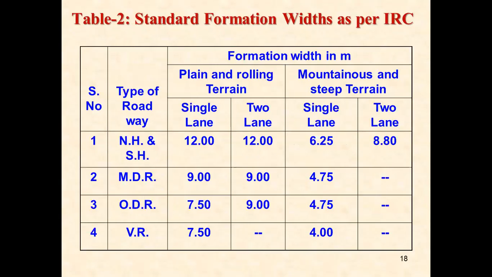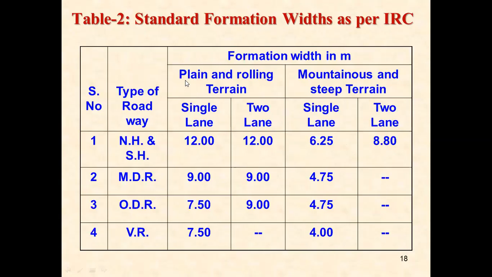Then what are the standard formation widths as per the IRC? For plain terrain as well as mountainous steep terrain: single lane is 12 meters, two lane is 12 meters in the case of national highway and state highway. Major district road is 9 meters and 9 meters, other district road is 7.5 and 9 meters, and village roads 7.5 meters. If it is mountainous and hilly terrain, the width of the road is always restricted because of landsliding and difficulty in construction.